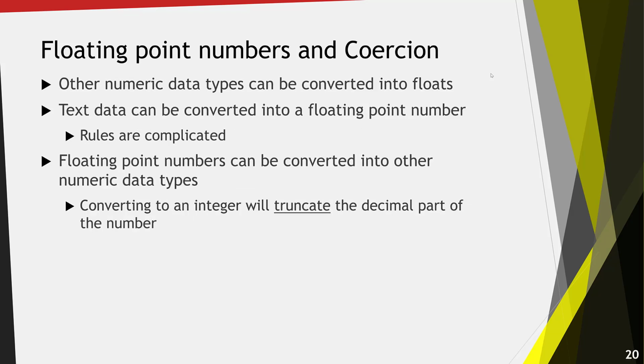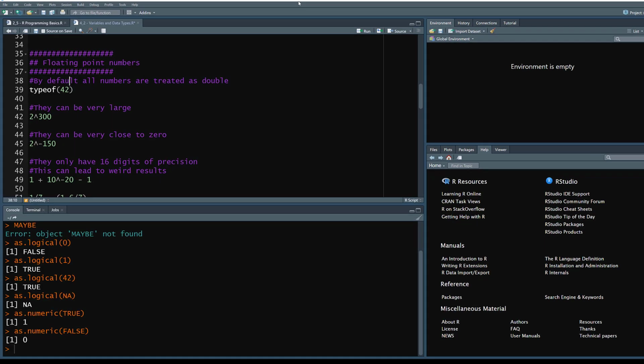Floating point numbers can be converted into other data types, and other data types can be converted into floating point numbers. Text data can be converted into a floating point number, but the rules are really complicated, and we'll work through some examples of that. Floating point numbers can also be converted into other numeric data types. Importantly, if you convert a floating point number to an integer, it's going to truncate the decimal part of the number. So it's just going to cut off the decimal point. It's not going to do any rounding. So let's take a look at this in R.